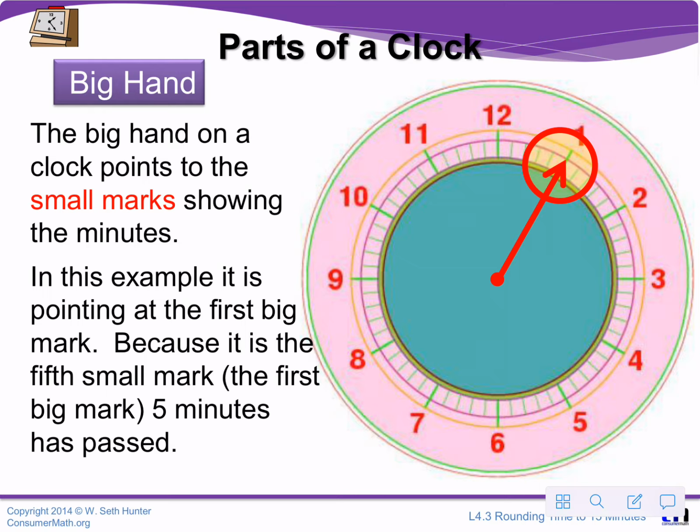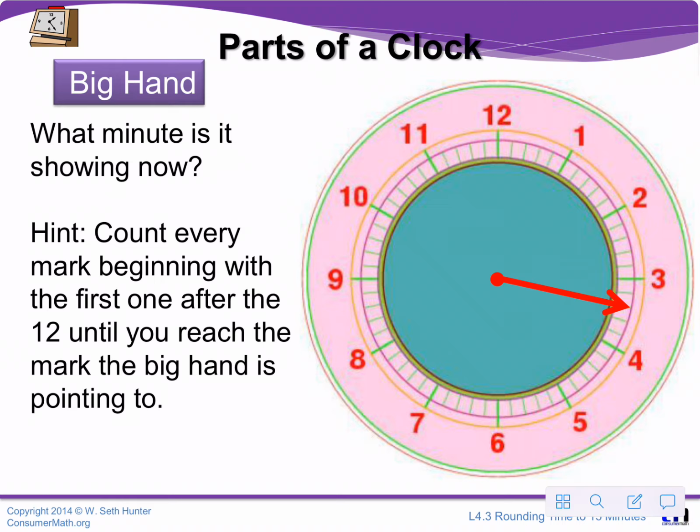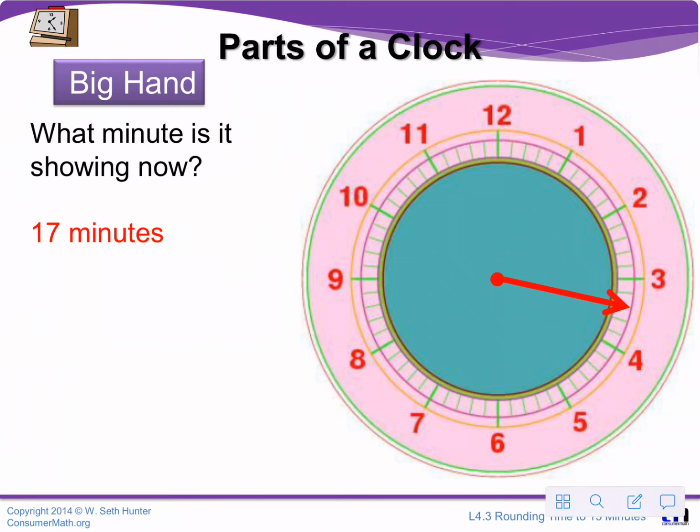The big hand on the clock points to the small marks, showing the minutes. In this example, it is pointing to the first big mark because it is the 5th small mark. The first big mark, 5 minutes have passed. Hint: count every mark beginning with the first one after the 12 until you reach where the big hand is pointing to. So it is now showing 17 minutes have passed since 12.